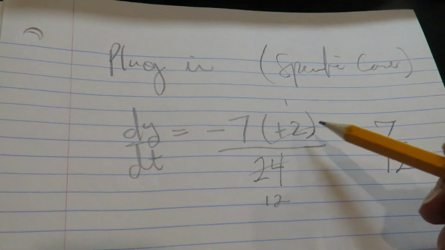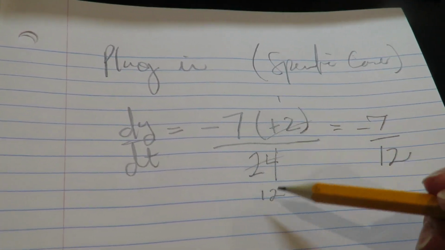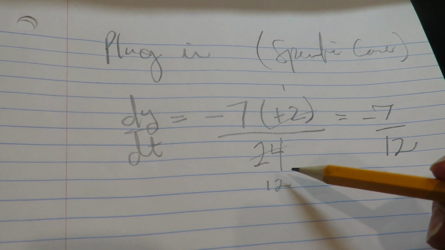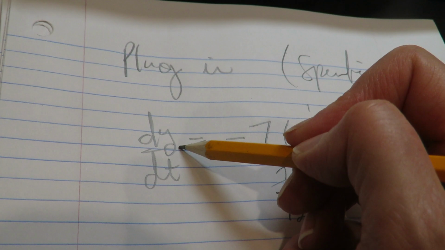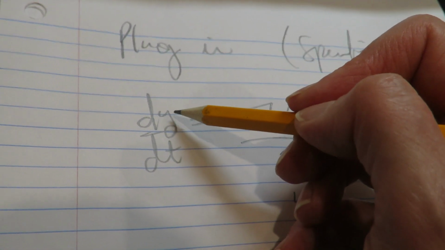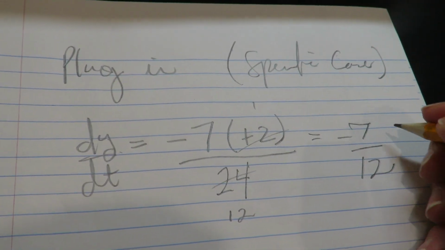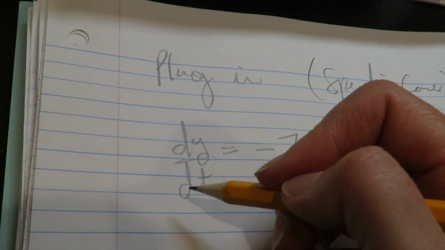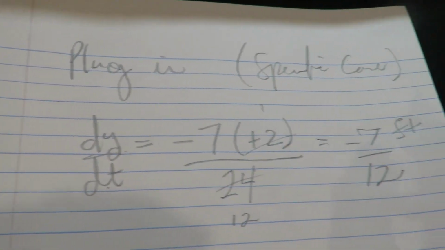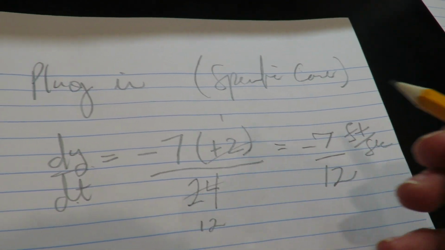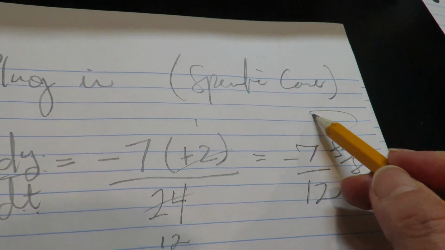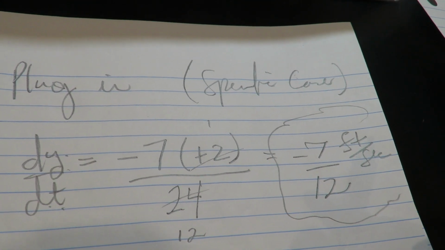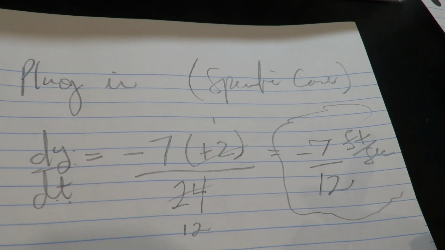Now, some people will do, like when you're doing chemistry, that dimensional analysis, they plug in all the units and then they cross out the units. I just usually reference what I know it's in. So everything in this problem is feet. So y is in feet and time is in seconds in this problem. So this y is in feet, t is in seconds. So it's negative 7 over 12 feet per second.